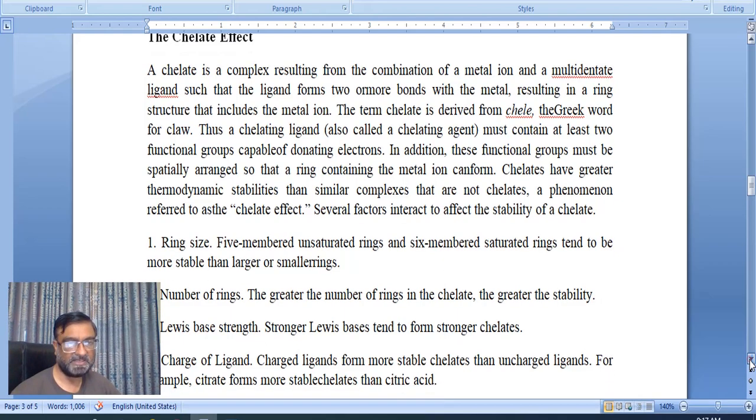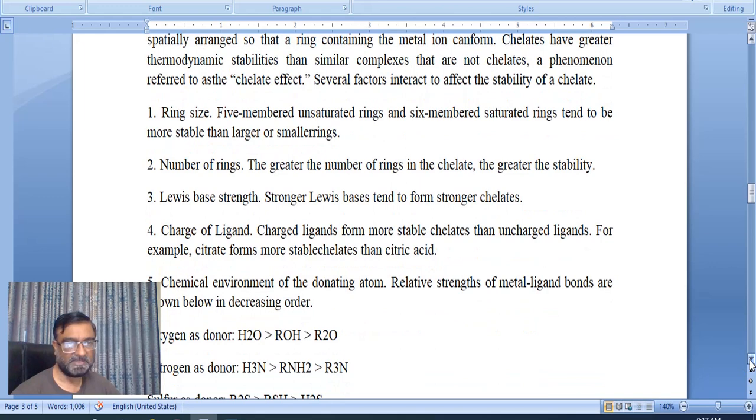What are these factors? Number 1, ring size. Normally, 5-membered unsaturated rings and 6-membered saturated rings tend to be more stable than larger or smaller rings. Number 2, number of rings. The greater the number of rings in the chelate, the greater the stability.